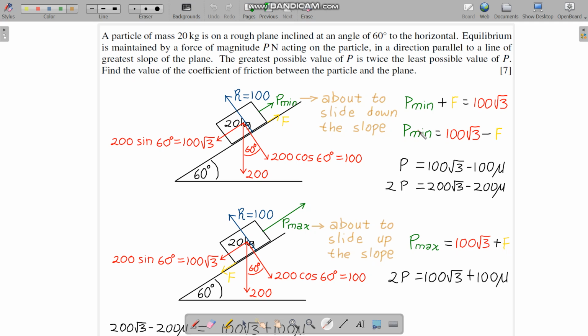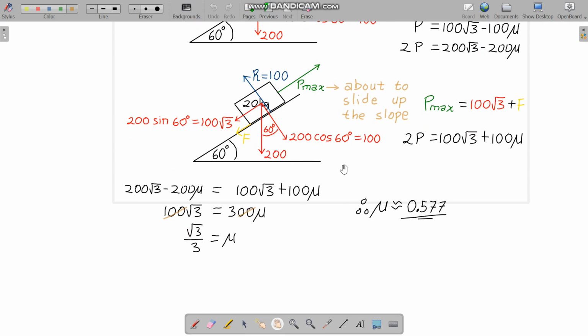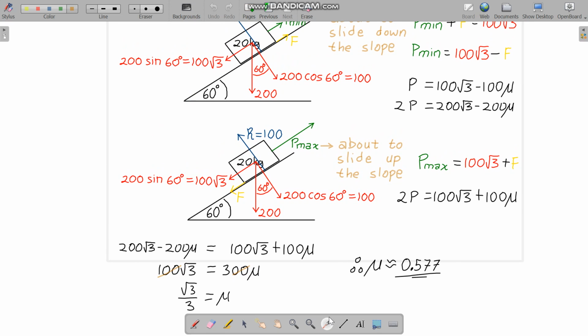So the P minimum can be rearranged into this, and P maximum is this, and P maximum is twice P minimum, so we can call the P minimum just P, the P maximum 2P. We can multiply this throughout by 2. We have 2P, also 2P, substitute this equals this, and that's why we get mu equals root 3 over 3, which is 0.577. That's it.